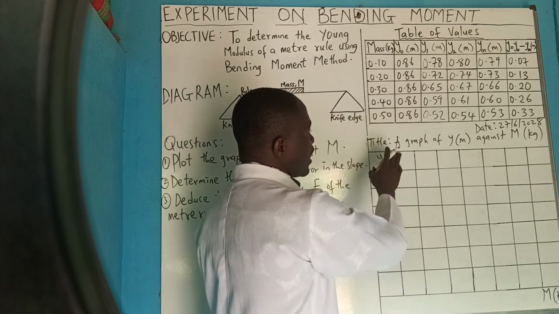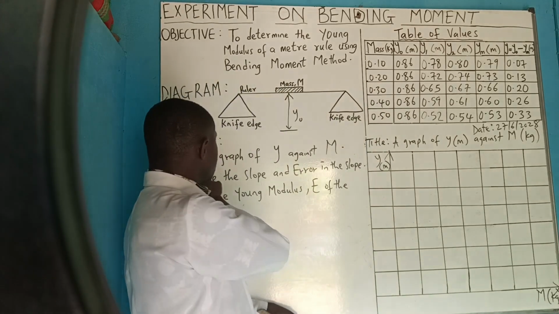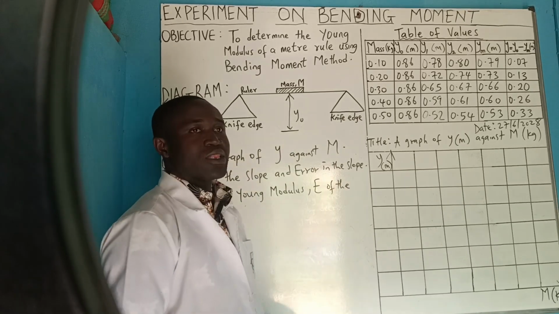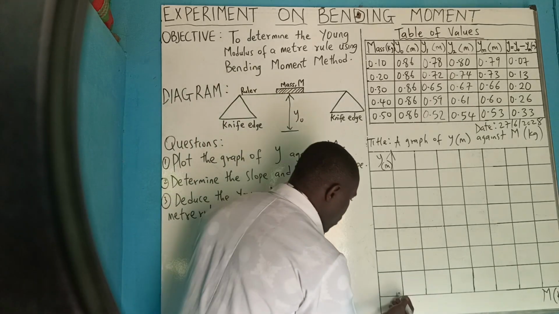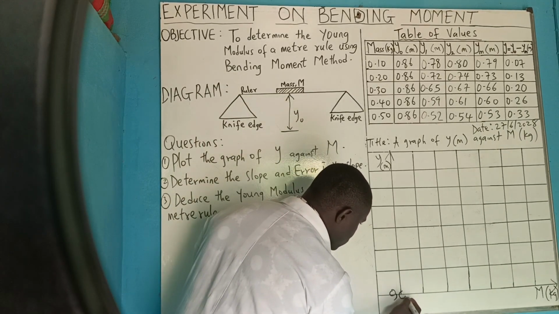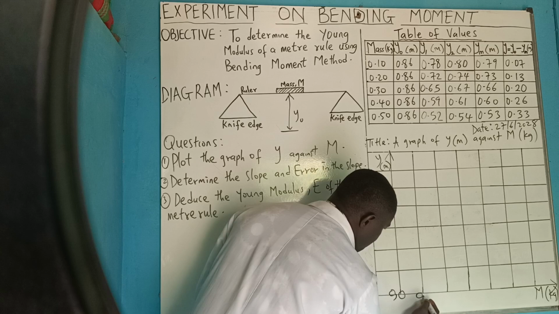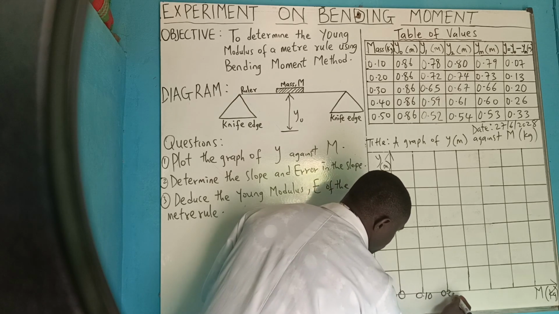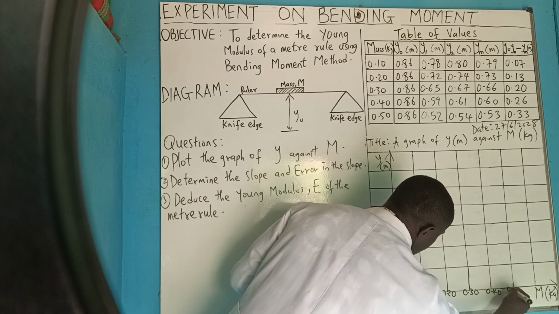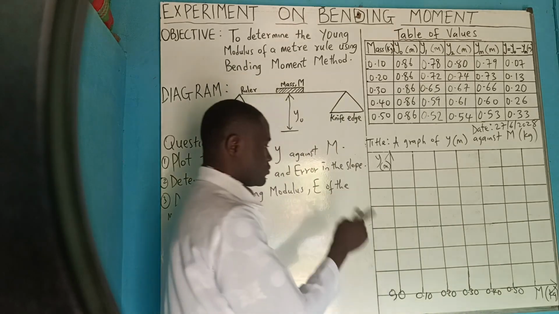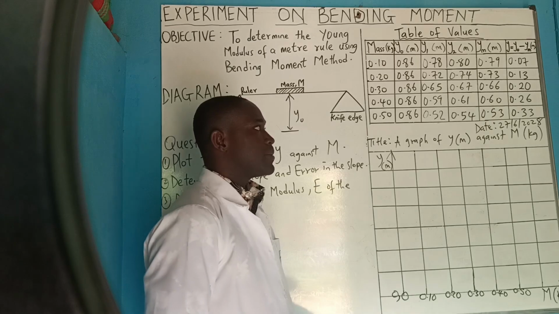Now, next is for us to see how to locate these points. For the one of mass, the instruction is to plot the graph of y against m. They did not tell us to start from the origin or not to start from origin. So where you want to start, you start. I will start from the origin 0, 0. So for the mass, I will just say 0.10, 0.20, 0.30, 0.40, 0.50. Then for the y, you see what I will do there.